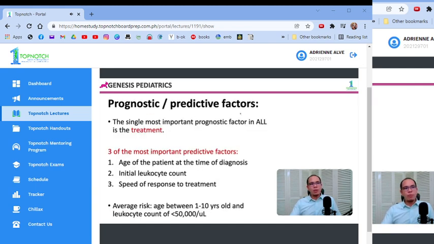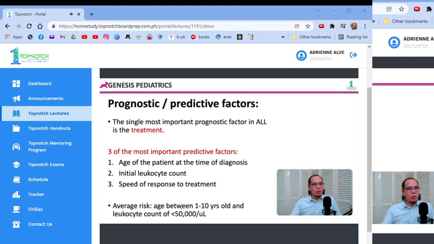Okay. So, what is the most important prognostic factor for ALL? It's the treatment. Okay. So, it's the treatment that will be the most important prognostic factor. Okay. And other important predictive factors, the top 3 would be the age of the diagnosis. Okay. Pag masyadong bata or medyo matanda na, mas mataas yung risk. The initial leukocyte count. If your initial WBC is more than 50,000, okay, hindi maganda yan. And again, treatment is the most important prognostic factor. The response to treatment. So, kung paano siya mag-respond dun sa binibigay mong treatment.